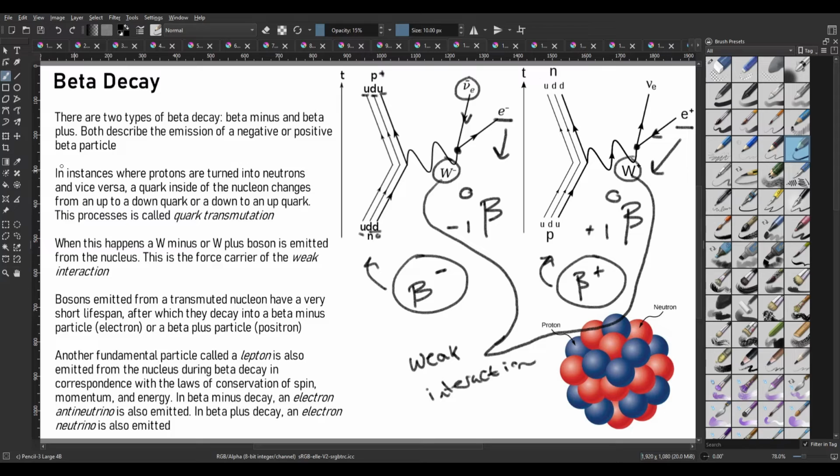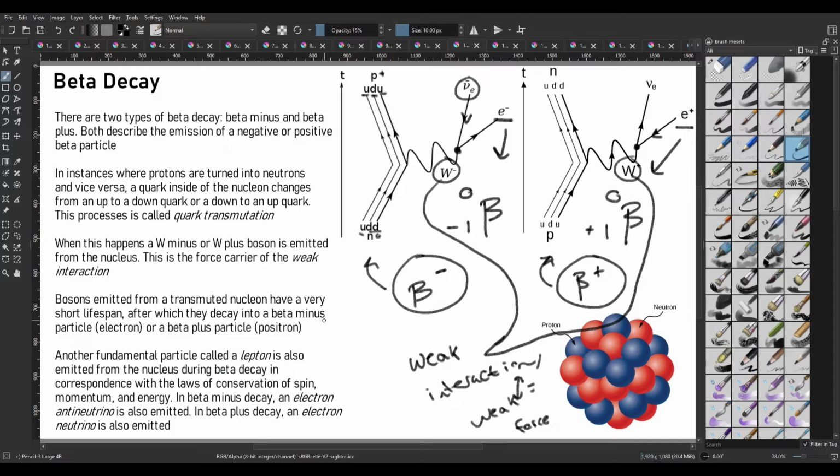Let's continue on our slide here. We read the second part. So we learned about quark transmutation. So whenever this beta particle is emitted, one of the quarks here is going to change into either a down quark or an up quark, one or the other. And it's going to change the identity of that nucleus because it'll have one more or one less proton in there. When this happens, a W- or W+ boson is emitted from the nucleus. This is the force carrier of the weak interaction that we did just talk about. And remember, the weak interaction is also called the weak force. Weak force, these are the same thing.